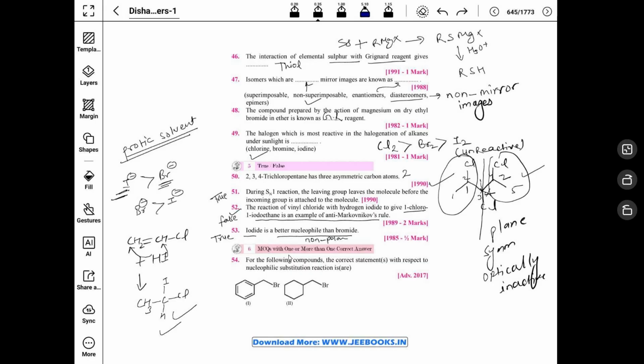Now moving to MCQ with one or more than one correct answer. This question number 54 can have one correct answer or it can have more than one correct answer.